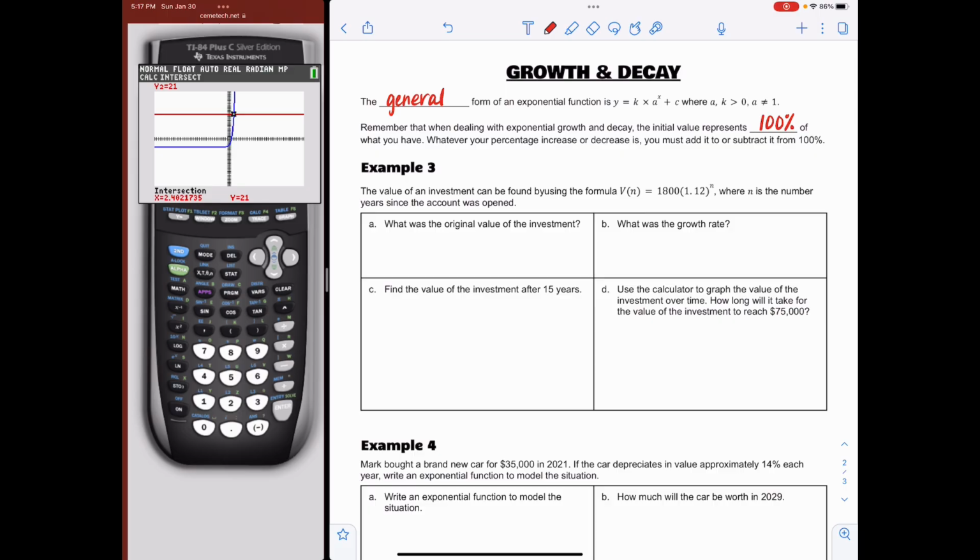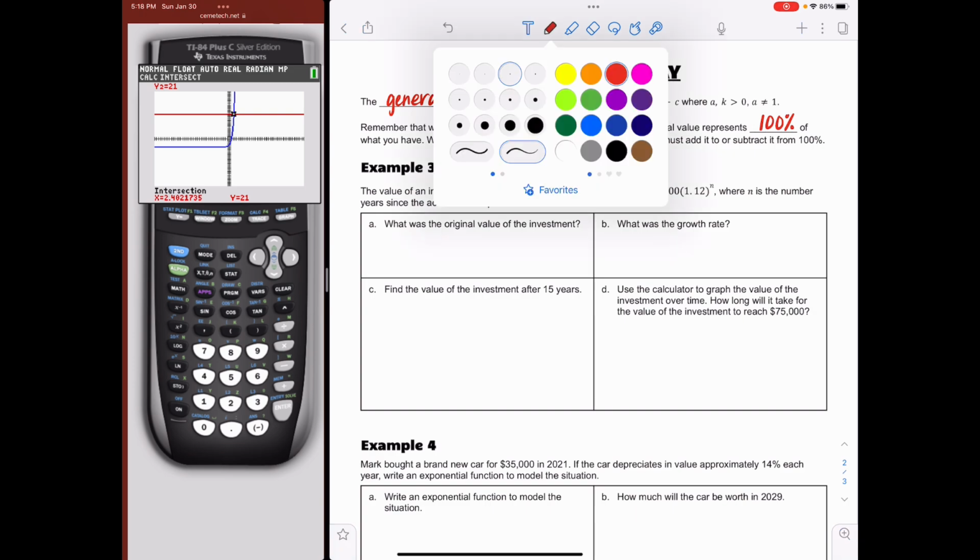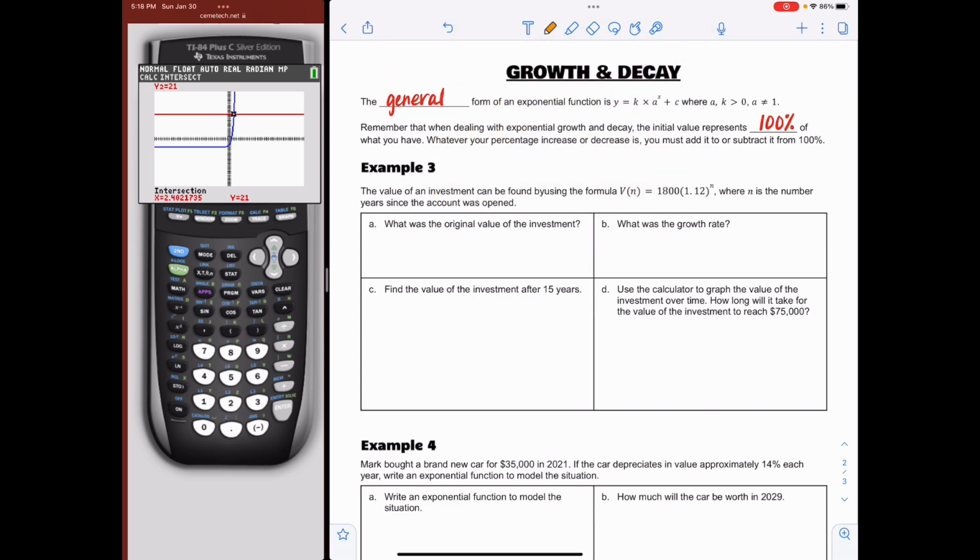So for example 3, it says the value of an investment can be found by using the formula V of n is equal to 1,800 times 1.12 to the power of n, where n is the number of years since the account was opened. Part A says what was the original value of the investment. So the original value of the investment is basically what was the value of the investment when you first opened the account. In other words, when your time or n is equal to 0.